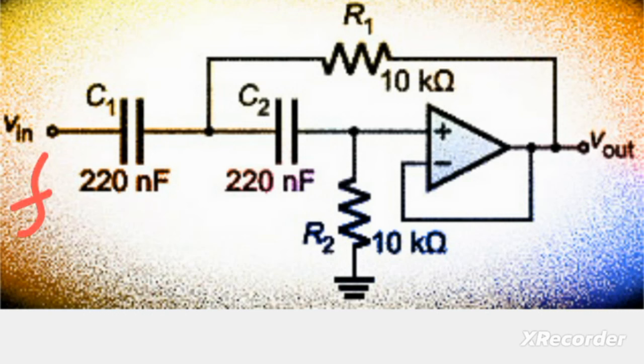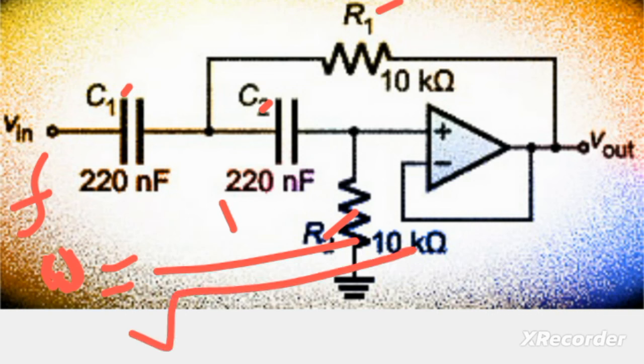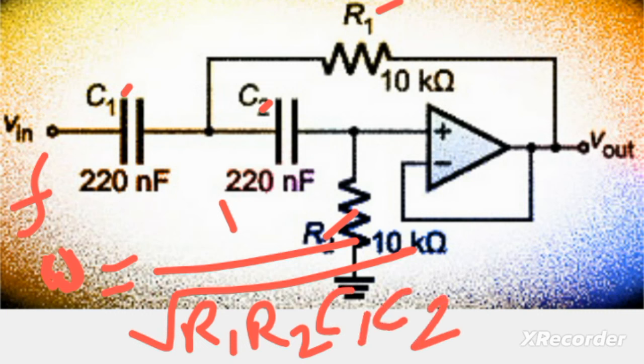Now there are impedances of the circuit offered by C1, C2, R1 and R2, and there is a pole frequency, also called the cutoff frequency, omega, which is equal to 1 over the square root of R1, R2, C1 and C2.